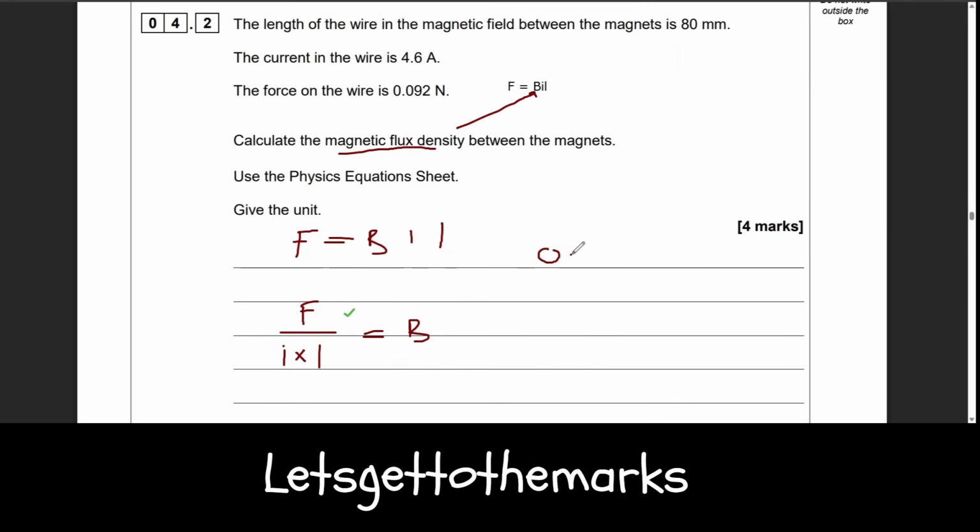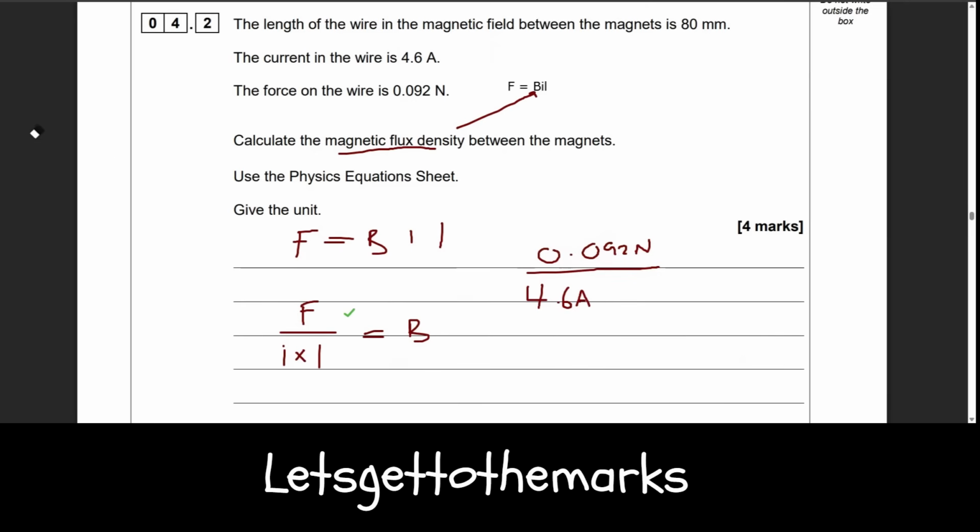So we have 0.092 newtons. We're going to check, is that kilonewtons or anything? No, newtons should just be N. We don't need to convert. And we're going to divide that by I, which is the current, 4.6 amps. Amps is perfect. Watch out if they put a little m in front of it or something. Little m is milliamps, big M is megaamps. You need to convert into amps from those positions.